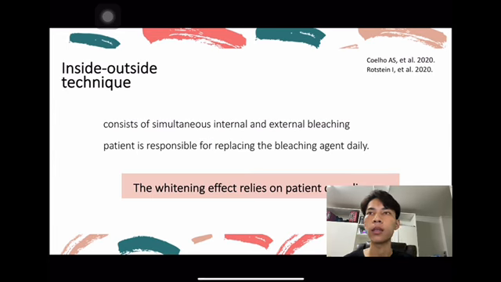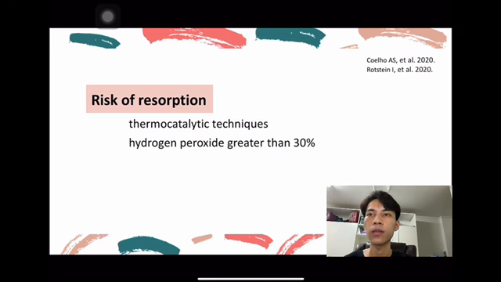Next technique is the inside-outside technique. It consists of simultaneous internal and external bleaching. In this technique, the access cavity remains open and the patient is responsible for applying the bleaching agent daily. Therefore, the whitening effect relies on patient compliance. Risk of resorption seems to be associated with the thermocatalytic technique and use of hydrogen peroxide greater than 30%.